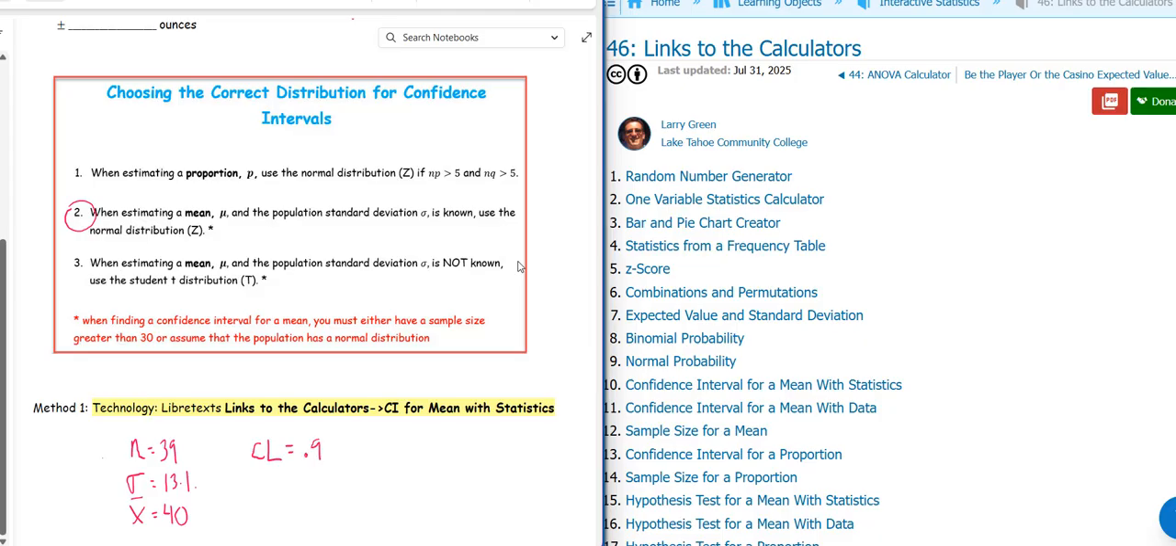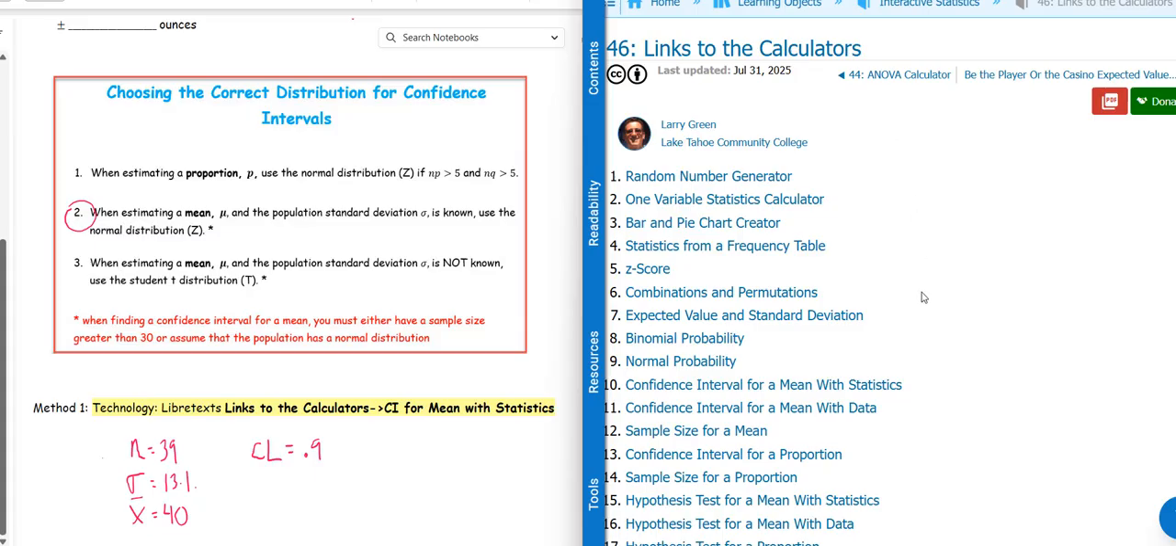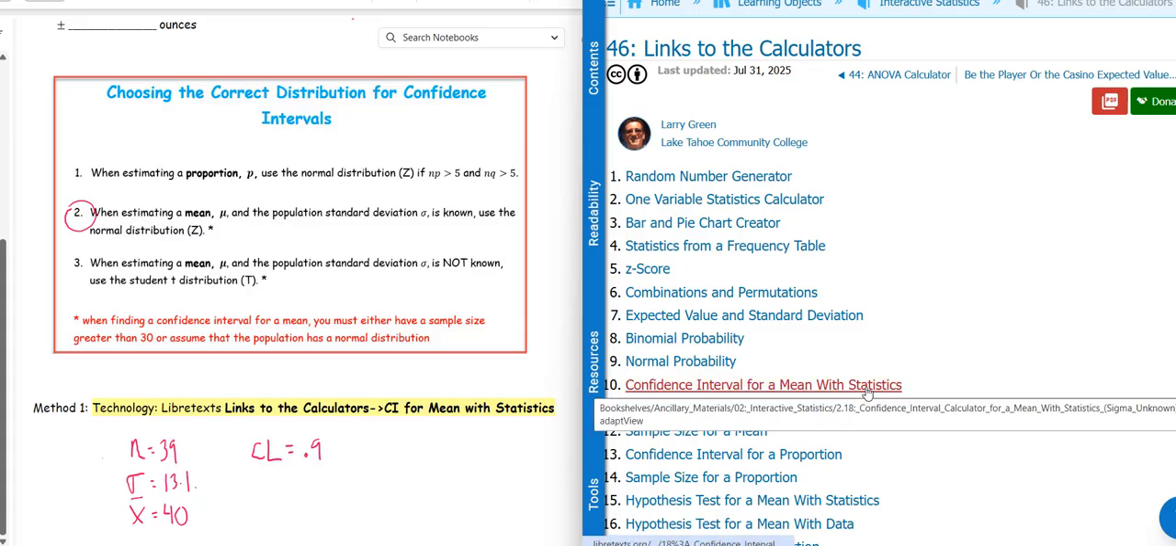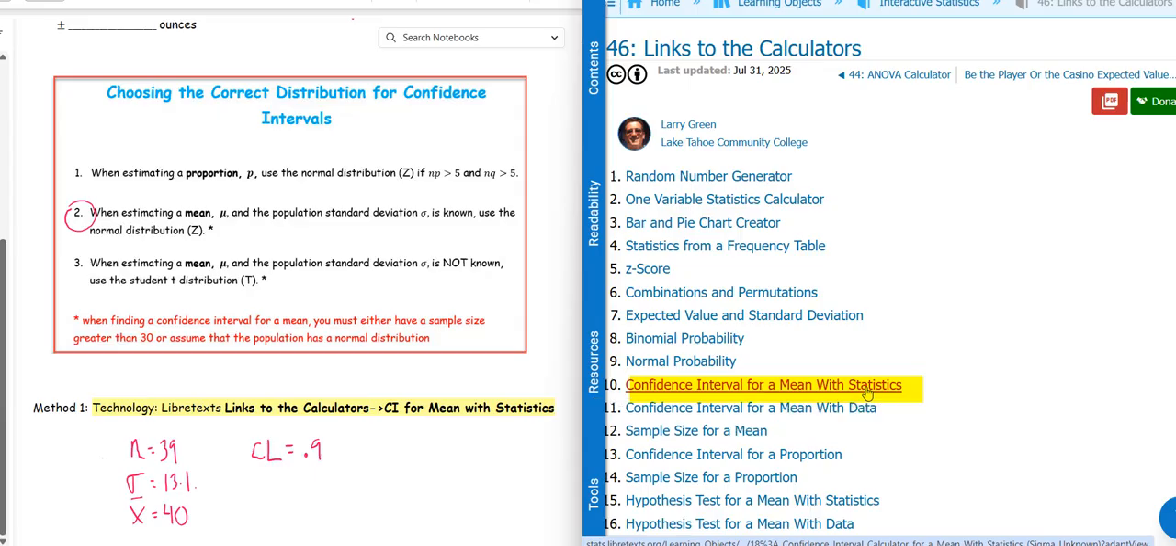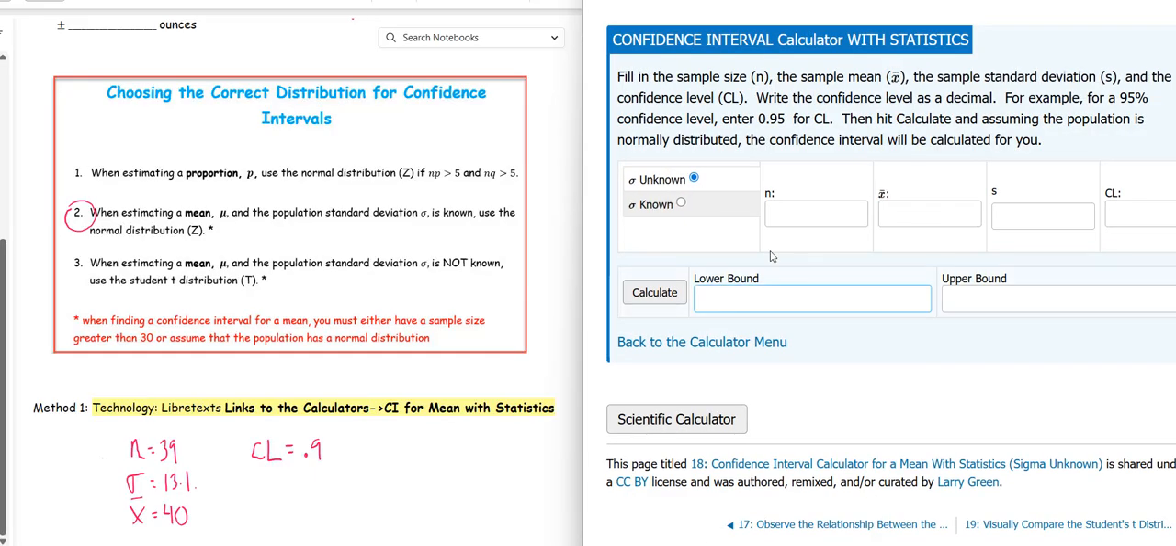There'll be a link to the set of calculators in this problem, and it's also in the module, but this is what that page looks like. You're going to go ahead and scroll down to confidence interval for mean with statistics. And this is what that page looks like. And we're going to click on sigma known because it's known, and we just fill in what we have.